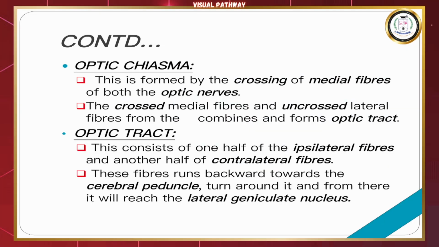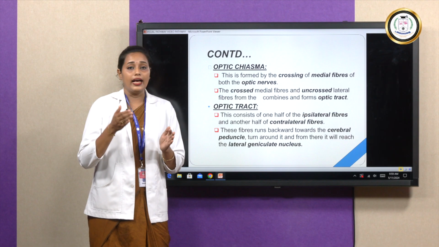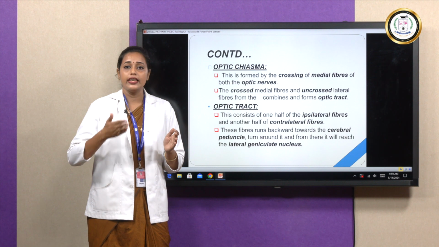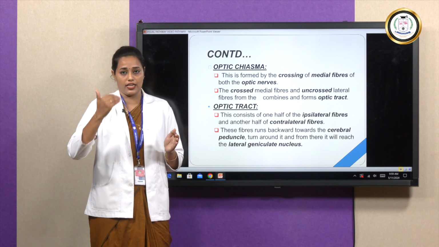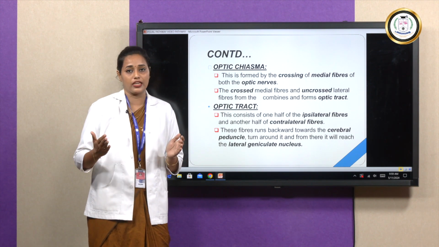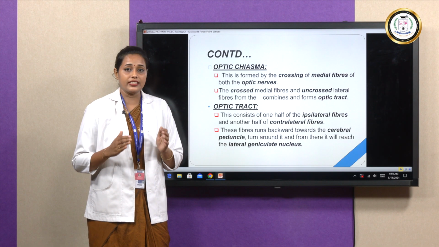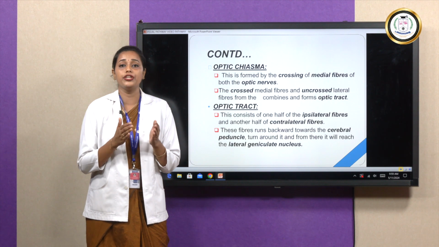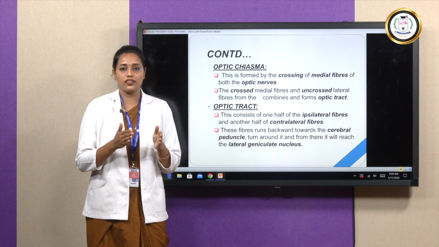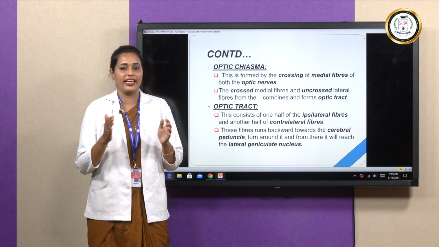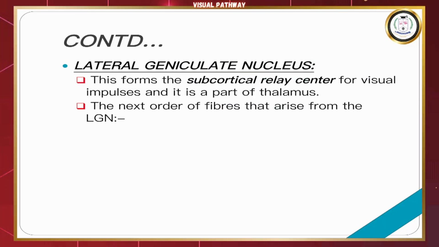So next comes the optic tract. The optic tract consists of one half of ipsilateral fibers and the other half of contralateral fibers. Ipsilateral fibers are the fibers from the same side and contralateral fibers are the fibers from the opposite side. So next, the fibers from there will be running backwards towards the cerebral peduncle. And from there, it will be turning around and it will reach a nucleus which is called as lateral geniculate nucleus, LGN. The next structure which we are going to discuss about is lateral geniculate nucleus.